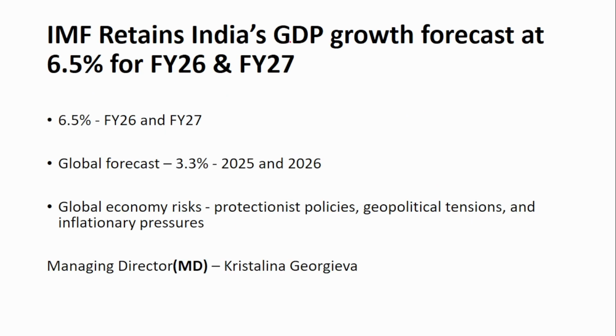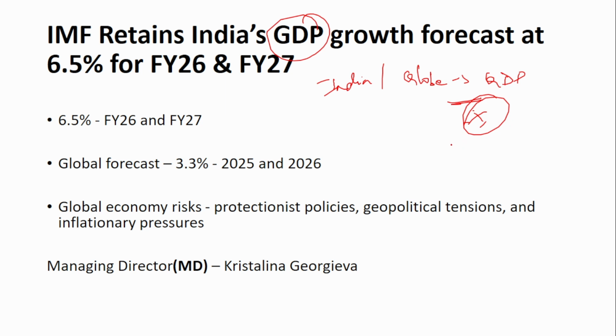The next news is also about GDP forecast. We have seen a lot of GDP forecasts in this news. Remember each and everything. Remember India's and the global GDP forecast. It is very important. I'm telling you once again, it is very important. The IMF has retained India's GDP forecast at 6.5% for the financial year 26 and 27. And the global forecast is also retained at 3.3% for 2025 and the same for 2026.